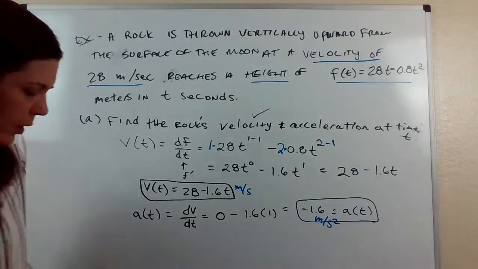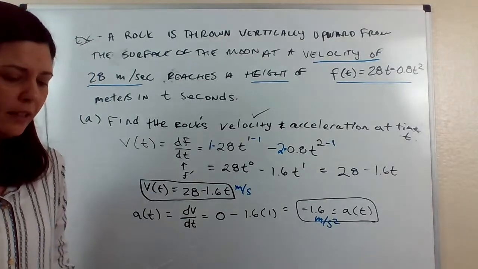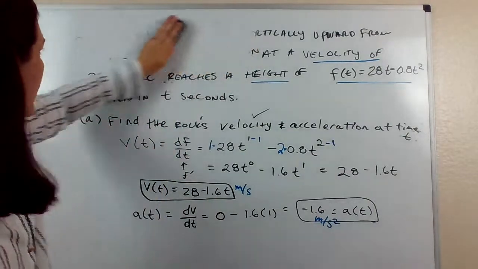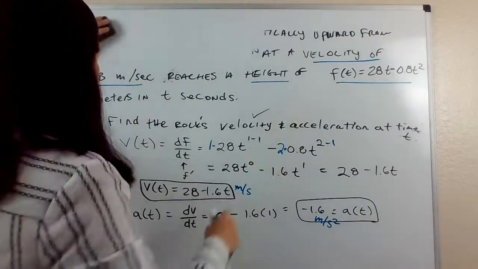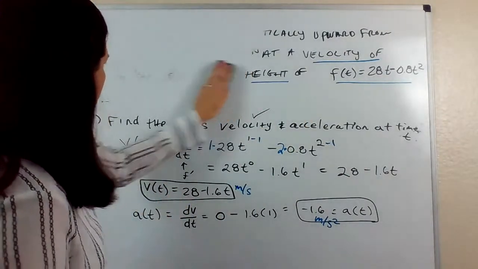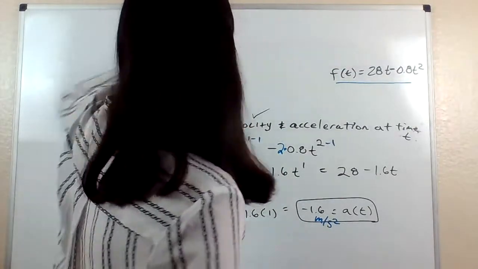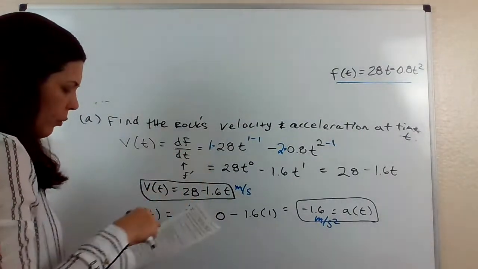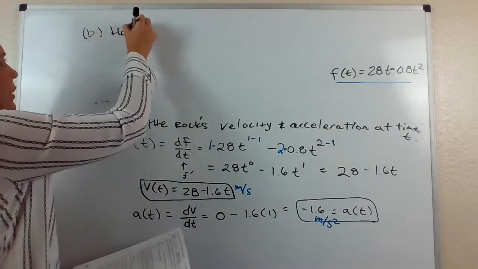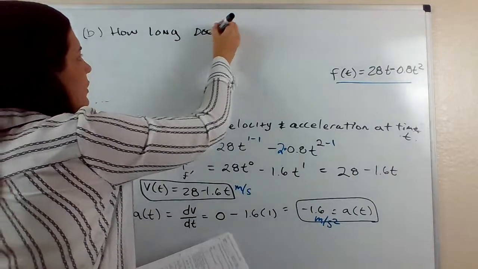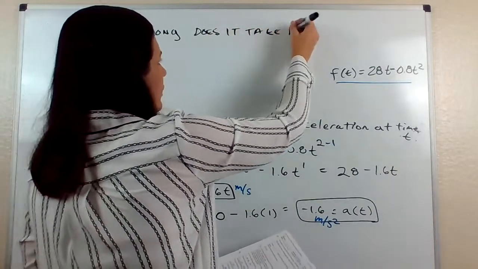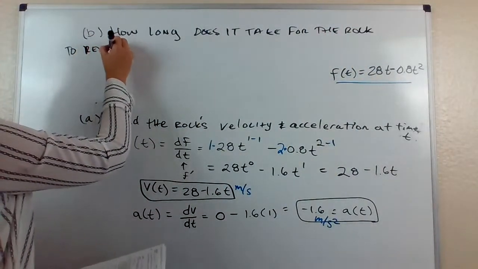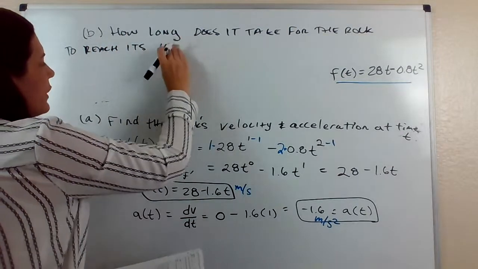Let's do part B. Part B is to find how long it takes the rock to reach its highest point. So I'm going to get rid of some of this up here, but hopefully we remember what we have. We have our position function. I'll leave that there. I know my initial velocity is 28, so I can get rid of that. We'll leave our position right there. All right, so part B: how long does it take for the rock to reach its highest point?